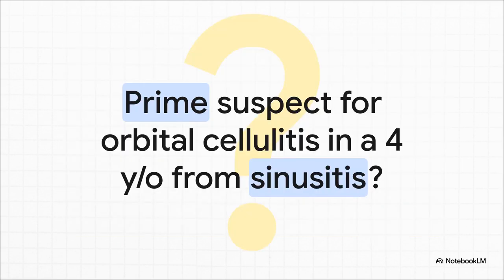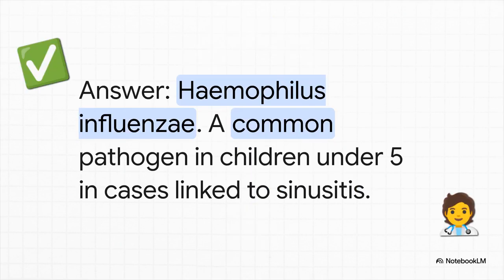Okay, let's lock this in. Rapid review, question 1. A 4-year-old child comes in with orbital cellulitis that clearly extends from sinusitis. Which pathogen should be at the very top of your list of suspects? That's right, Haemophilus influenzae. Just like we hit on in our pediatric spotlight, in this specific age group and with this specific source, H. flu is a major culprit you have to cover.